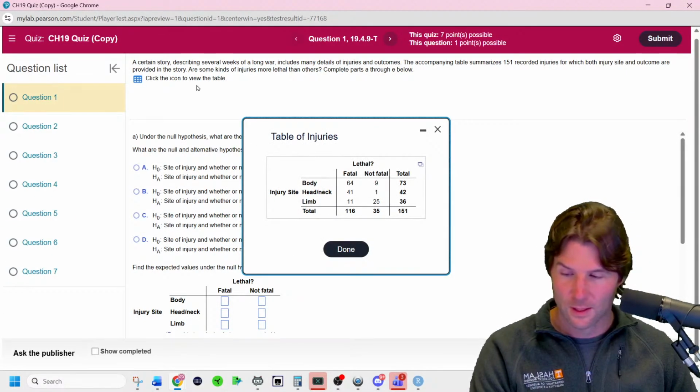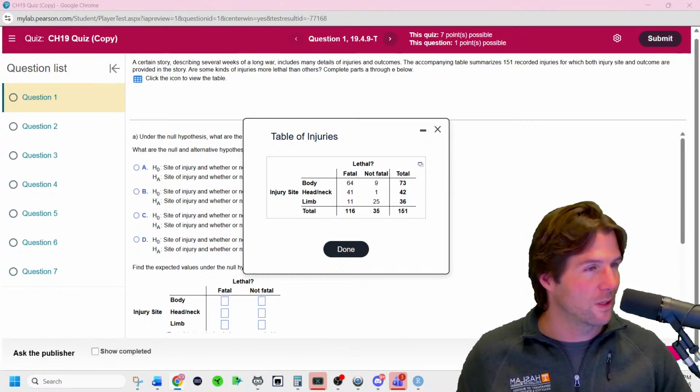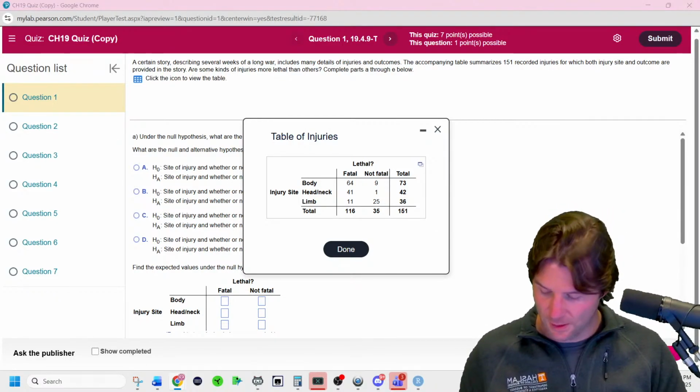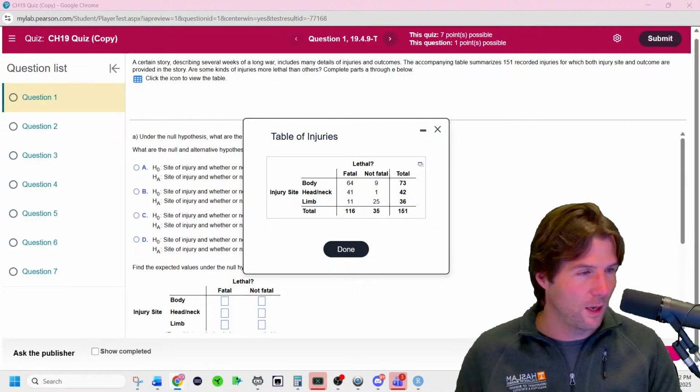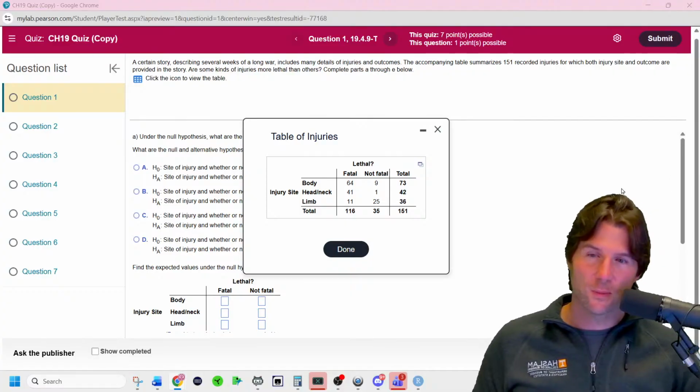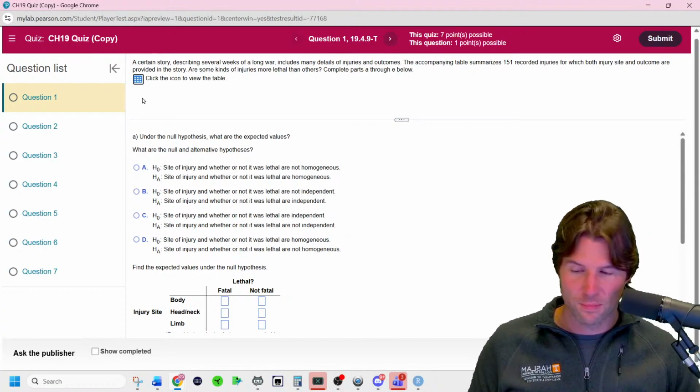Get our data. Let me get a certain war story. I've done this one a ton of times. So, a certain war story. And this is Chapter 19, the quiz. These are all very similar, and if you notice the steps right here, they're going to be very, very similar.